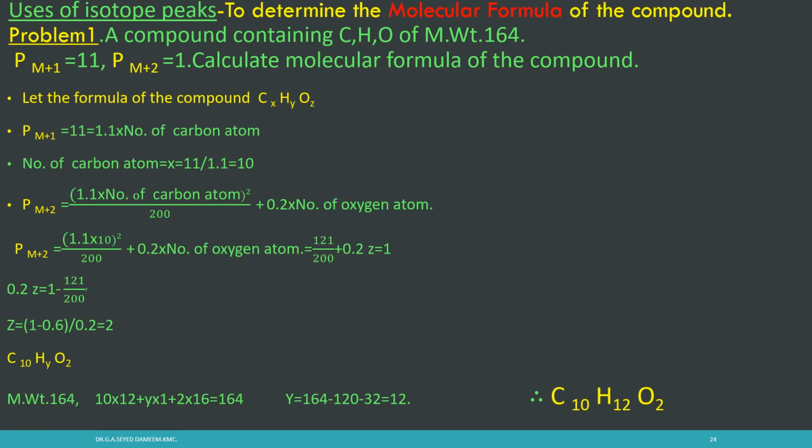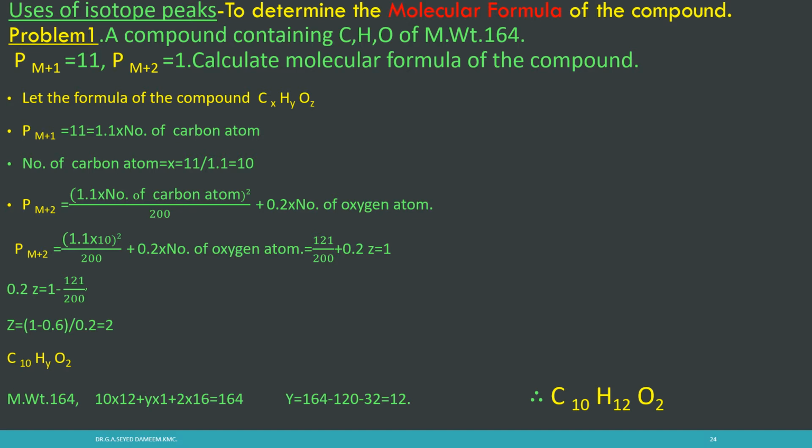I already told the use of isotopics is to determine the molecular formula of the compound. For that, I have discussed a problem in this slide. That is problem number 1. A compound containing carbon, hydrogen, oxygen of molecular weight 164, and M plus 1 is 11, M plus 2 is 1. Calculate the molecular formula of the compound.